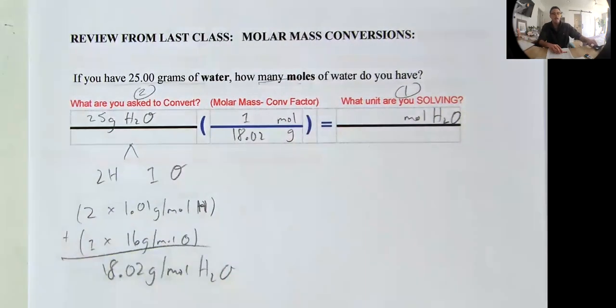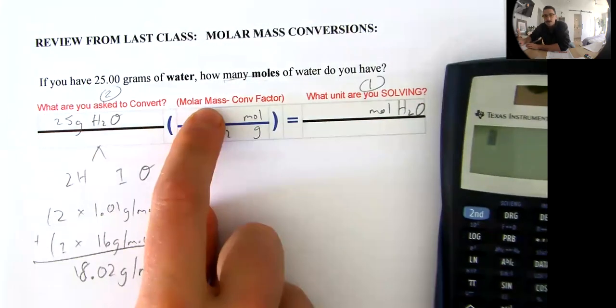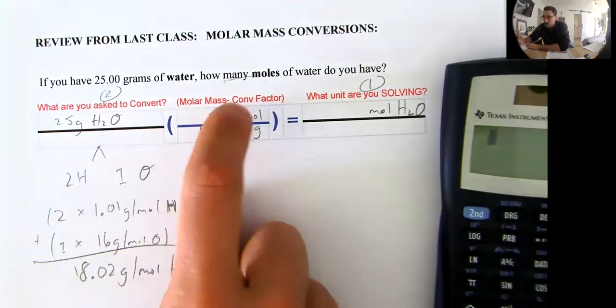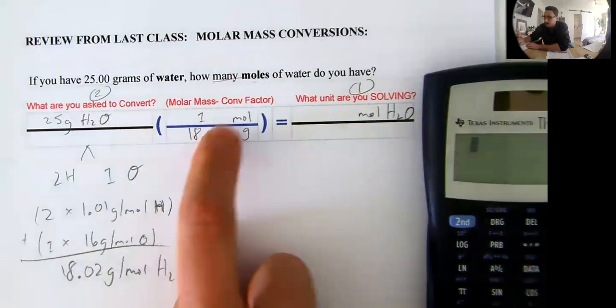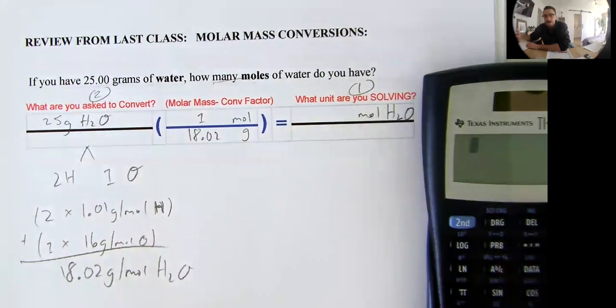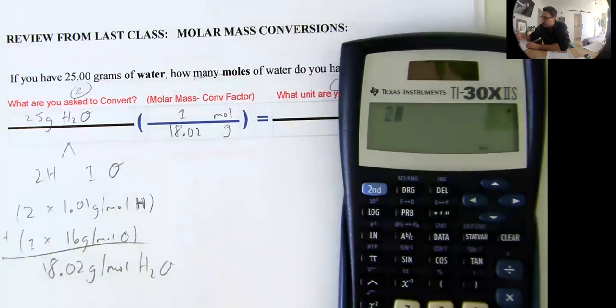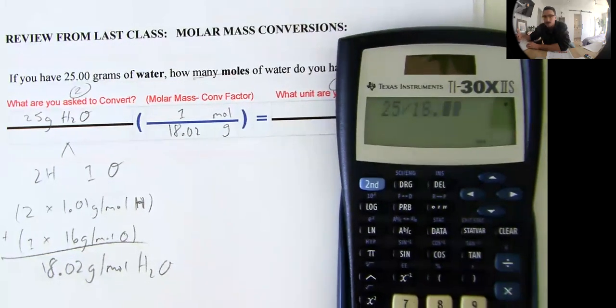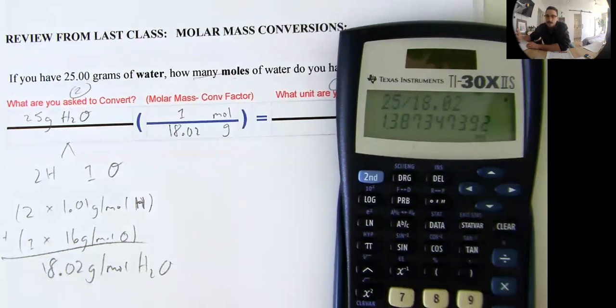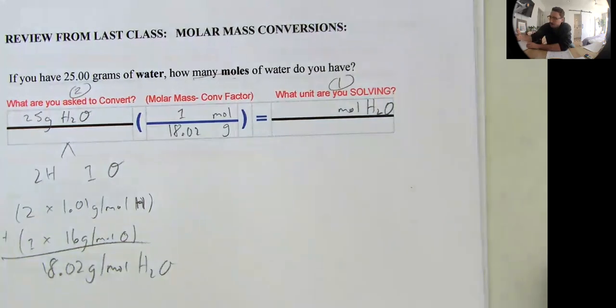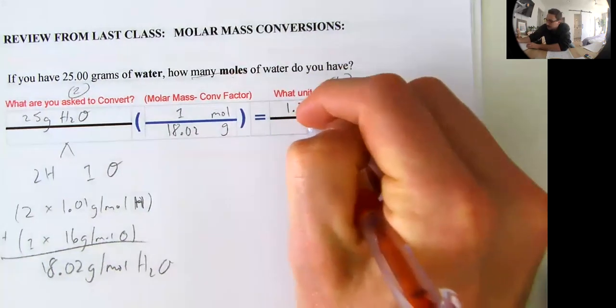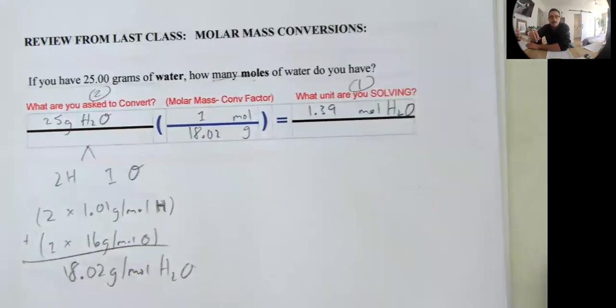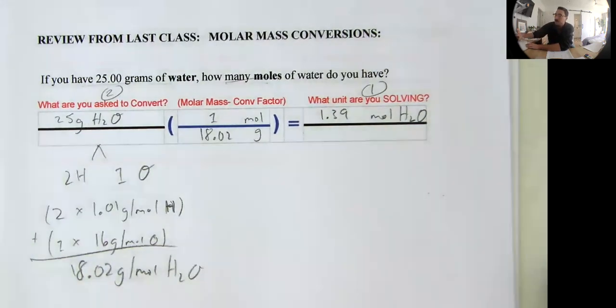Now we know that we have to do some math. How we do the math is we take what we're trying to convert and we multiply by the conversion factor. That means multiplying across the numerator and dividing by the denominator. Since I don't have to multiply by 1, I'm just going to divide by the 18.02. So let's start with 25 divided by 18.02, push equals. That's 1.387, so we're going to call that 1.39 if we're rounding correctly. So 1.39. All right, that's a review from last class. You should be getting really great at that.